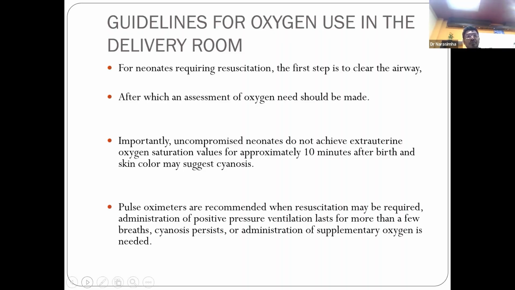Even in an uncompromised neonate, achieving extrauterine saturation takes approximately 10 minutes after birth, and skin color may suggest some cyanosis as well. Even in uncompromised infants, it takes 10 minutes to reach extrauterine saturation. Then what is the use of a pulse oximeter?